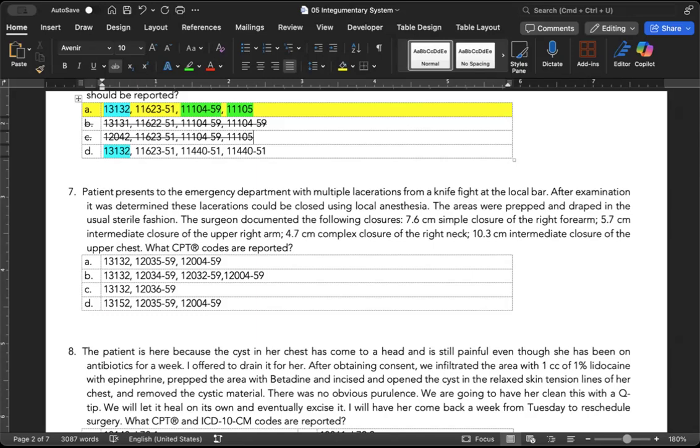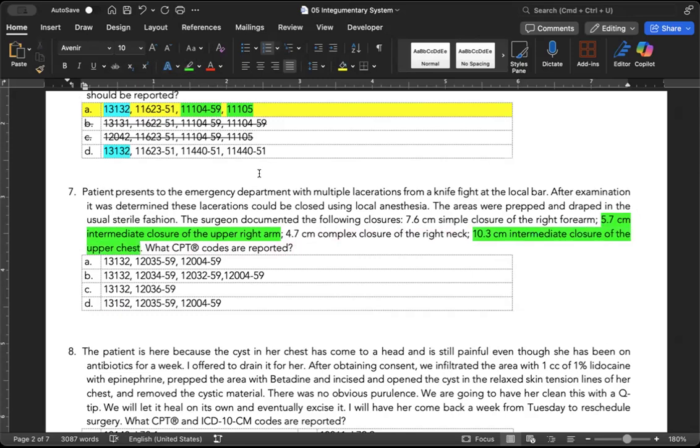Okay. So let's go look at 12035. Let's see what our code description is for that. So that is repair intermediate wounds of scalp, axilla, trunk, and or extremities. And then it's 3.5, so it should be 12.6 centimeters to 20 centimeters. So we're looking for intermediate. We've got an intermediate closure here, which is 5.7 centimeters on the right arm, and then we have a 10.3 intermediate on the upper chest.